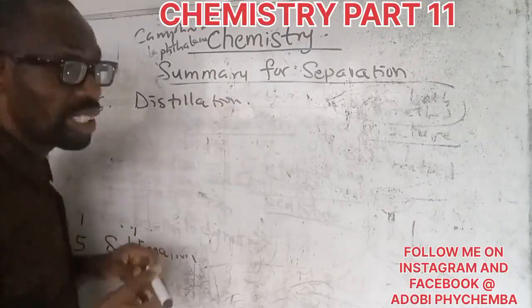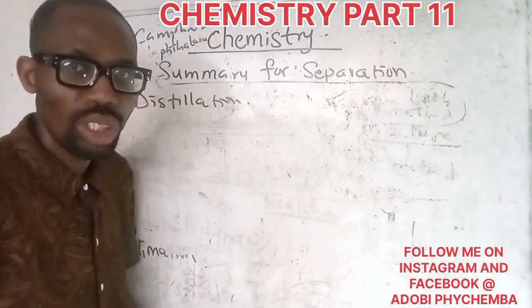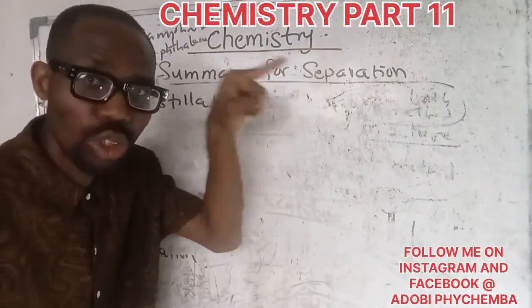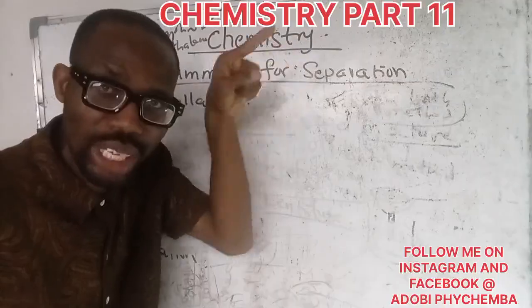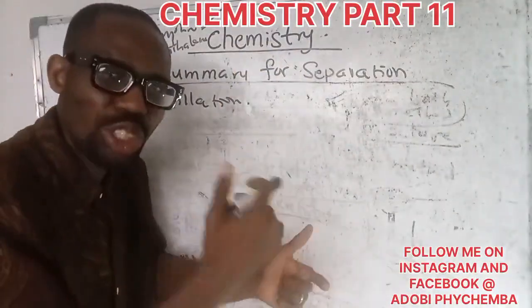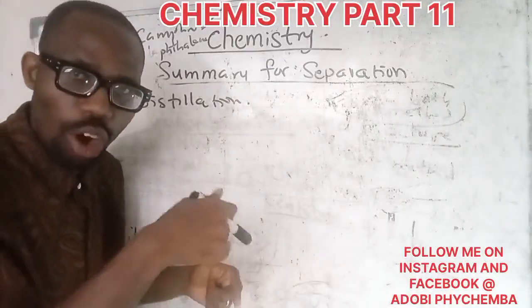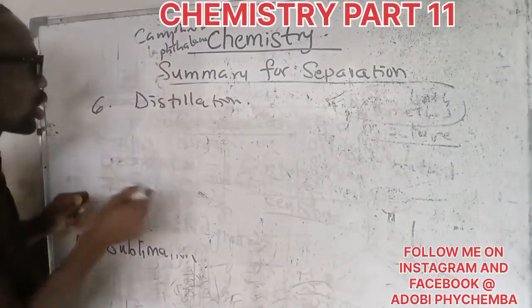Distillation is used to recover a solvent from a solution. Not evaporation to dryness. That's evaporation to dryness. Distillation here is used to remove the liquid part of a mixture from a solution, to recover the solvent part of a mixture from a solution. That's distillation. That's number one.